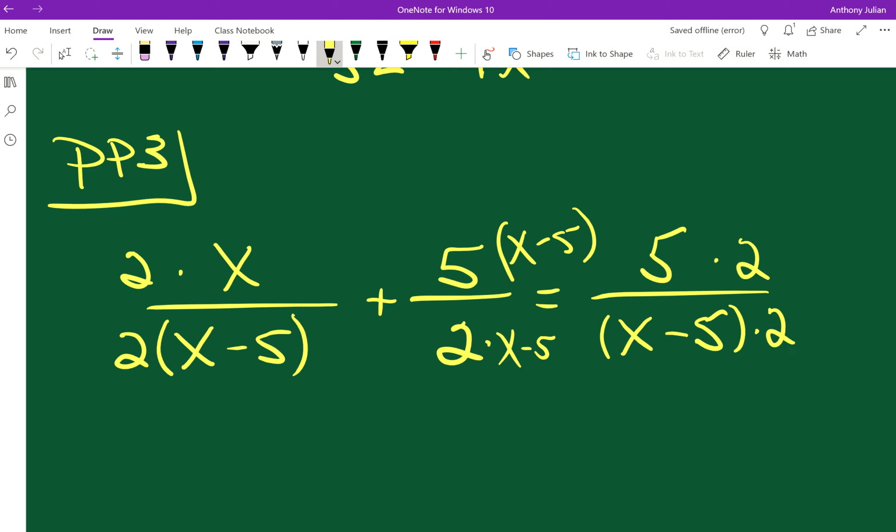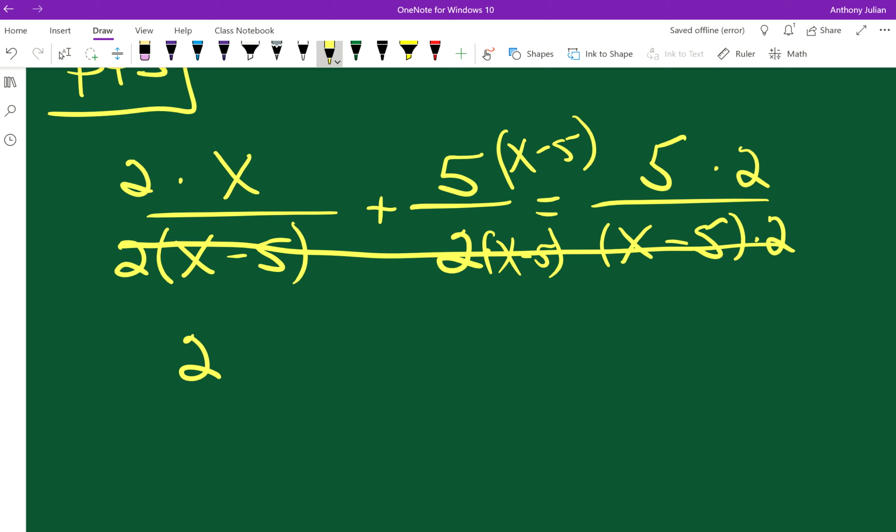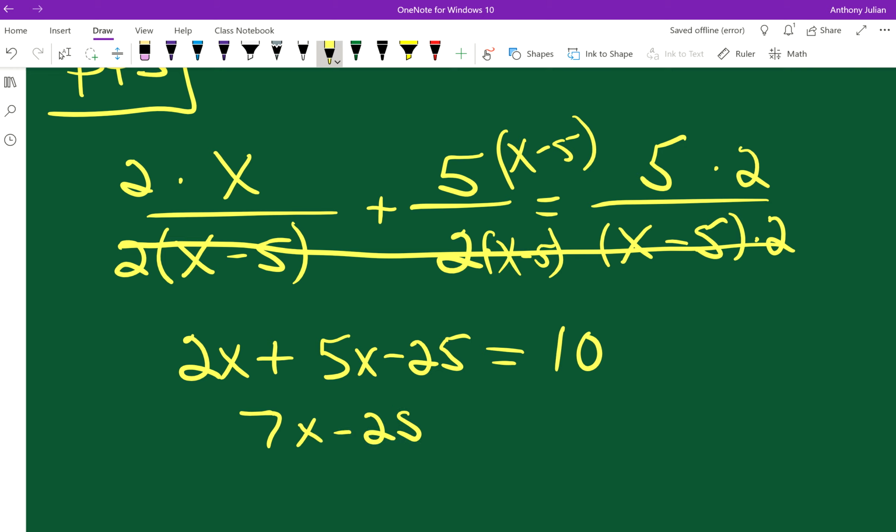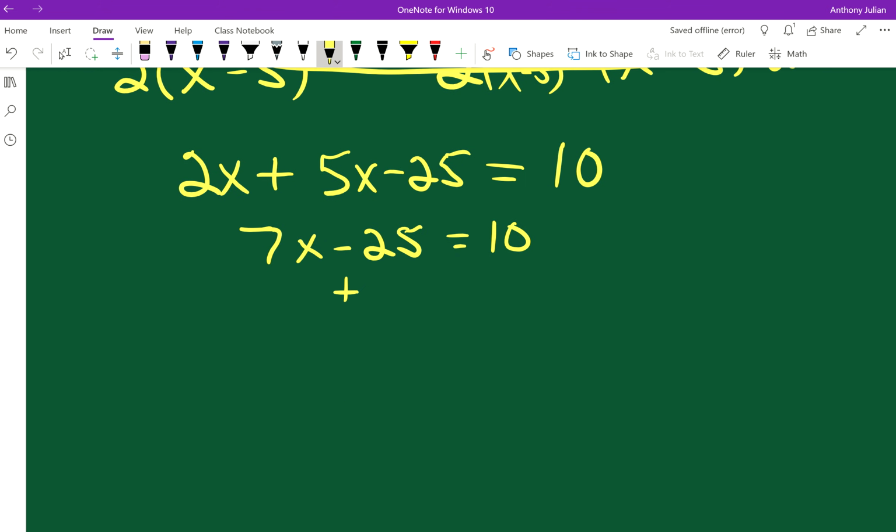All right, so now we can agree that the denominators are the same. So right at this point, I'm going to ignore the denominator and just concentrate on the numerator. So I've got 2 times x is 2x plus 5 times x minus 5, and I'm going to distribute it now. And that's going to give me 5x minus 25. Okay, and now it's going to equal 5 times 2, which is 10. And here's my new problem. Combine like terms on the left side, I get 7x minus 25 equals 10. Scoot it up here. Add 25 to both sides.